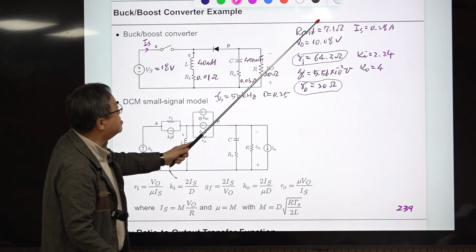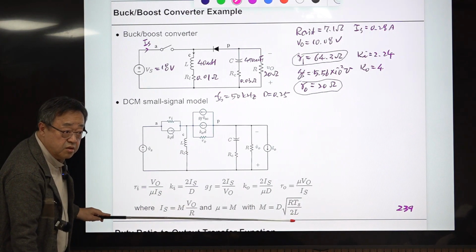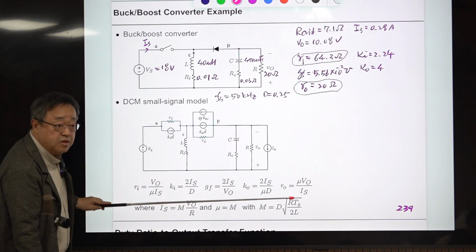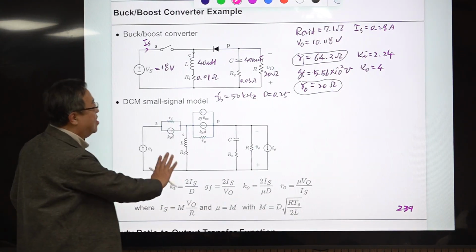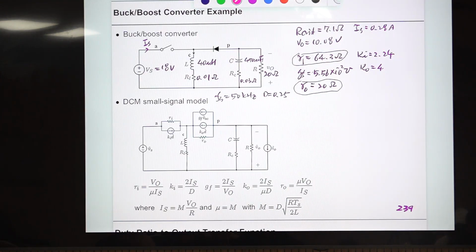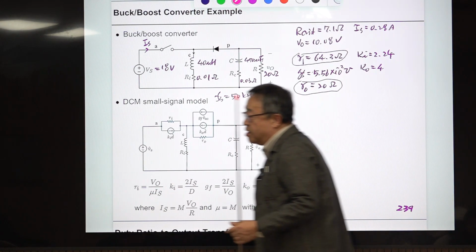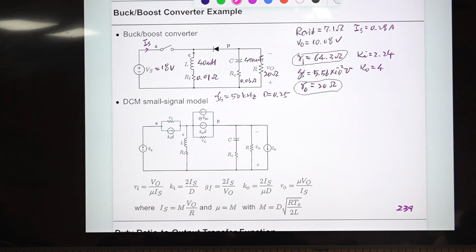Once these values are determined, you evaluate this. Just numerical evaluation. Then the final result is this one. R1 is this one. Ri is this one, not one. Ri. Excuse me, this should be I.